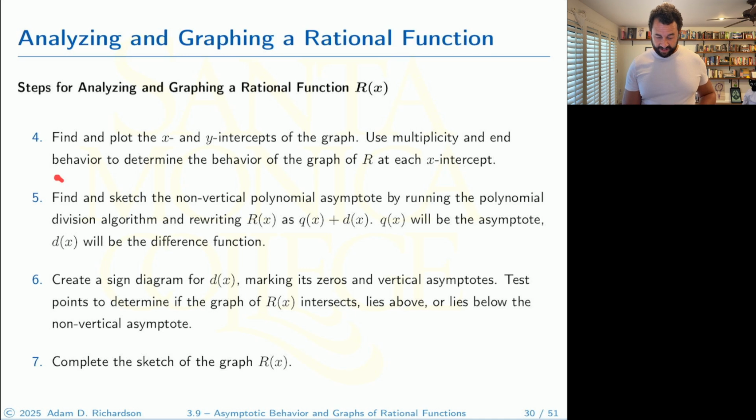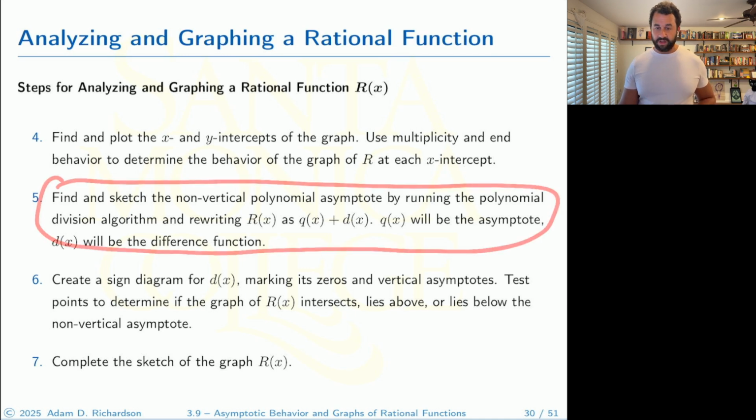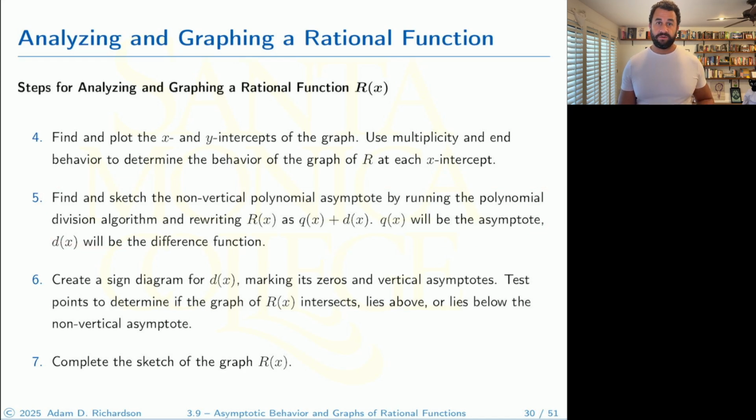Okay, now find and sketch the non-vertical polynomial asymptote by doing the division algorithm. So this is where you basically take a step back, go back to the original representation of R of x, and divide. Do the division algorithm, rewrite R of x as its quotient plus that difference function, and then we're going to do a sign analysis on that difference function. So create a sign diagram for d of x, mark its zeros, mark its vertical asymptotes, test points to determine if the graph intersects, lies above, or lies below the non-vertical asymptote. And with all that information, you can sketch the graph.